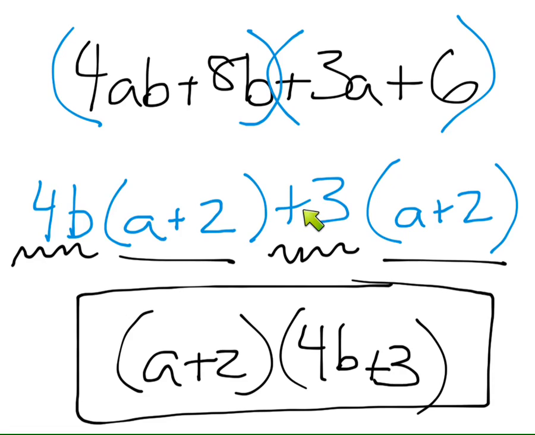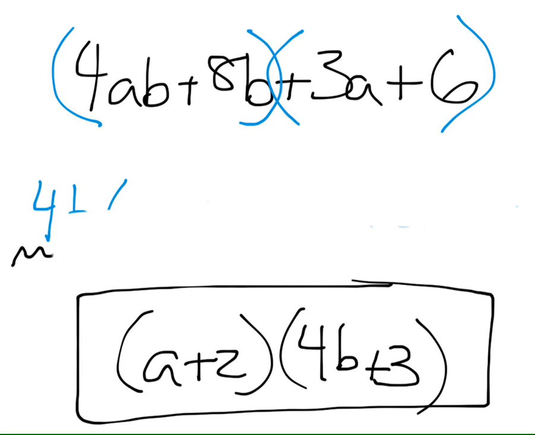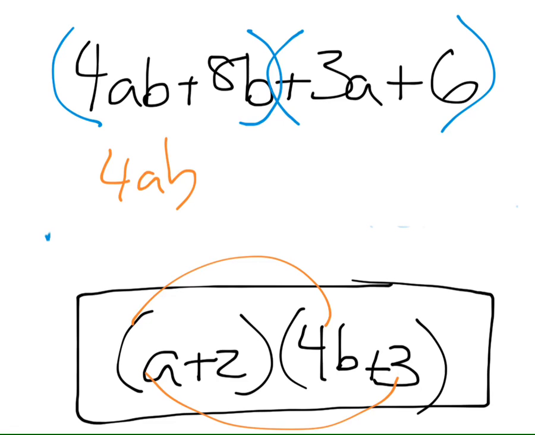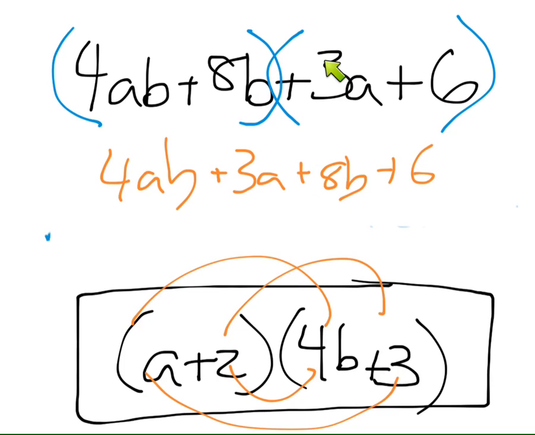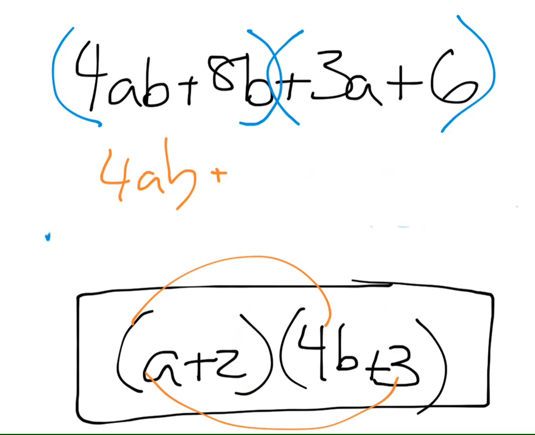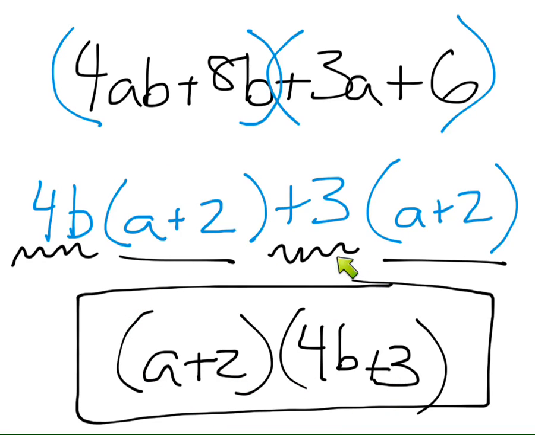So you don't have to do this on your page, but let's just check our answer. If I was to FOIL this problem, because it's a binomial times binomial, first, that's 4ab. Outside, 3a. Inside, 8b. Last, plus 6. Same thing, right? See how that works? It doesn't matter if this binomial came first or that binomial came first. That's a way to check our answer, and that's how we got it.